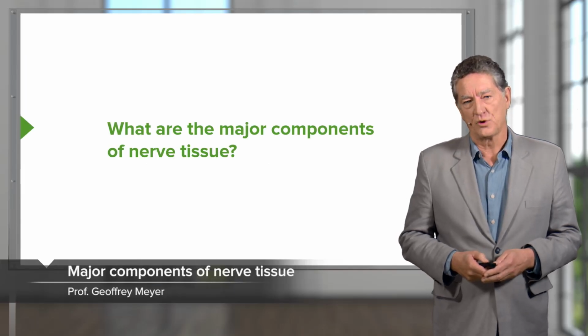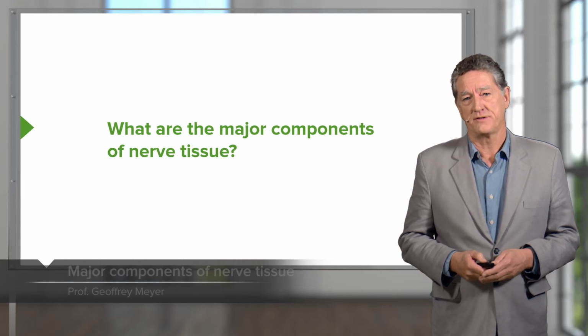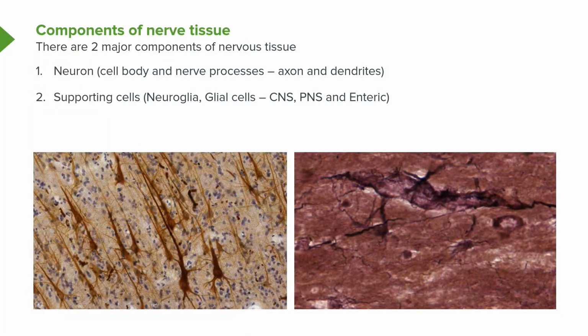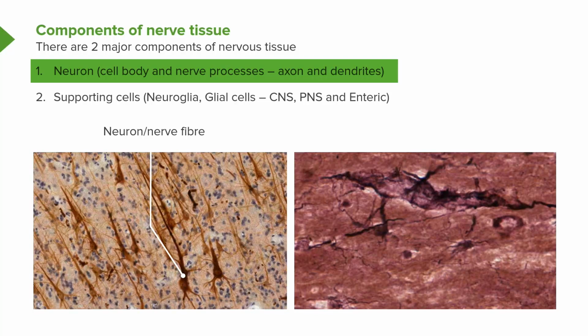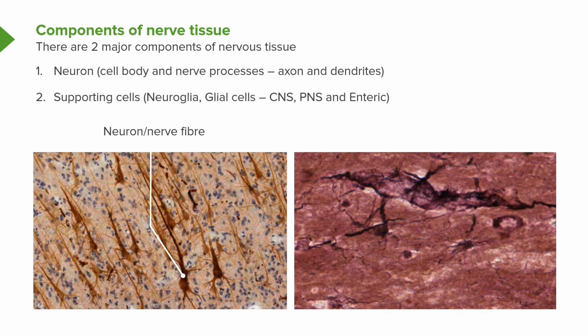So let's first of all look at what the major components of nerve tissue are. On this slide, you can see two images. Both these images contain the two major components of nerve tissue. One is the neuron, or the nerve fibre. It's often called a nerve fibre because the processes, the axonal processes we'll see later on, are very, very long. So when I use the term neuron, or nerve fibre, or in fact nerve cell, I'm referring to the same structure.